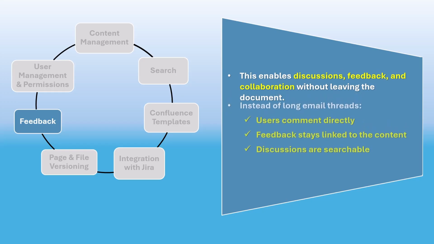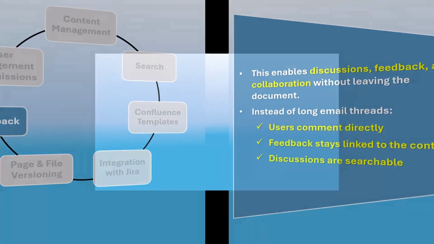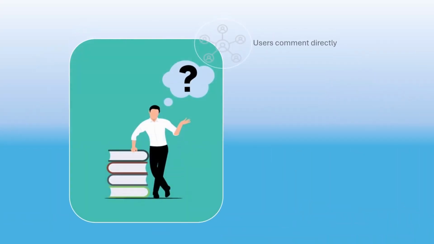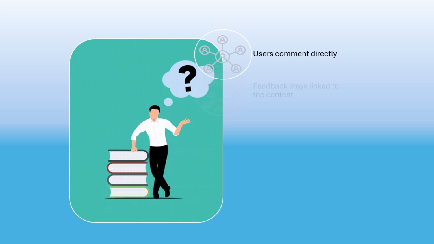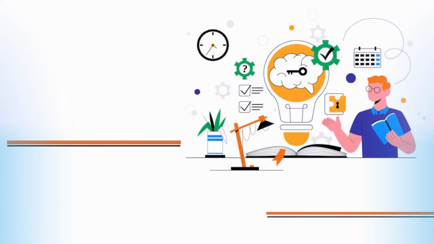Confluence allows users to add comments directly on pages, so this enables discussions and feedback and collaboration without leaving the document, because communication should happen where the content exists. So instead of long email threads, users comment directly, feedback stays linked to that content, and discussions are searchable. So a manager can view a document, for example, and leave suggestions directly on specific sections.